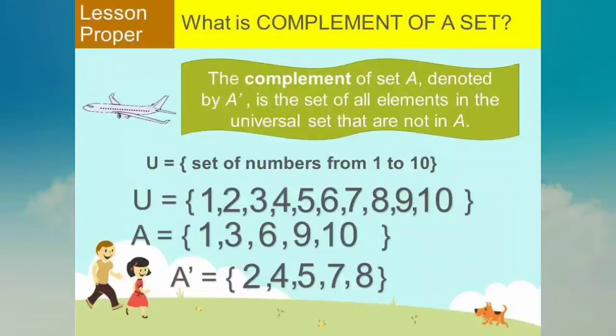The question is, what is the complement of set A? By the definition, the complement is the set of all elements in the universal set that are not in A. Okay? So, ano yung mga elements na makikita sa U pero wala sa A? What is the answer? 2, 4, 5, 7, and 8. Okay? Nakuha mo ba? Very good.